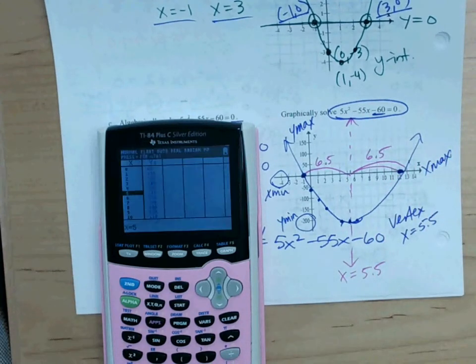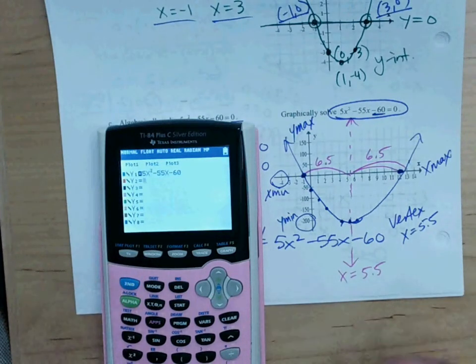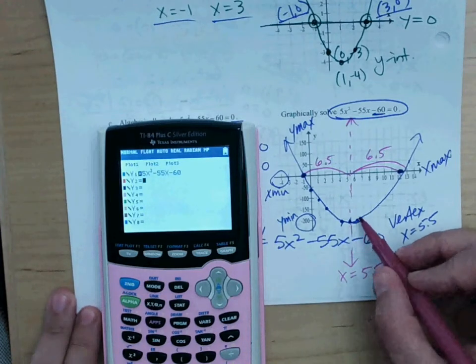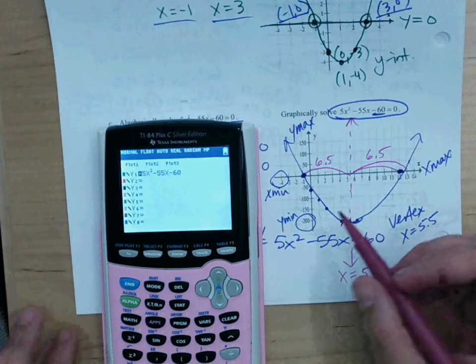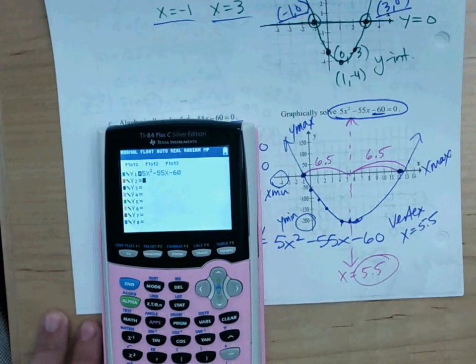So looking at my table, yes, 5 and 6, negative 210. By virtue of the arc shape, yes, you're right. It will be lower than those two points. And I don't know exactly what it is, but I could plug that number in for x, right? If you plug in x equals 5.5, you're going to find the y value that is the vertex.